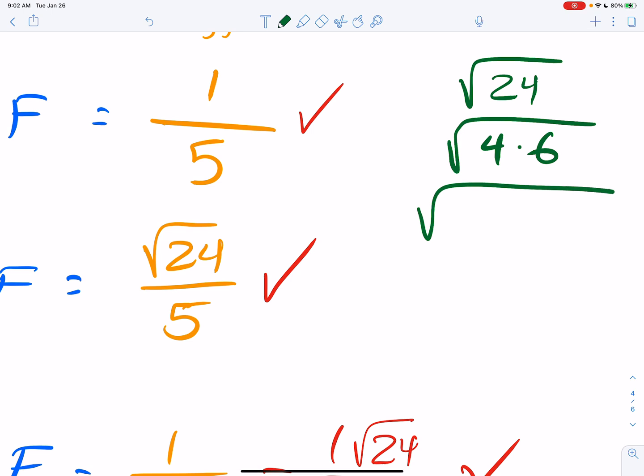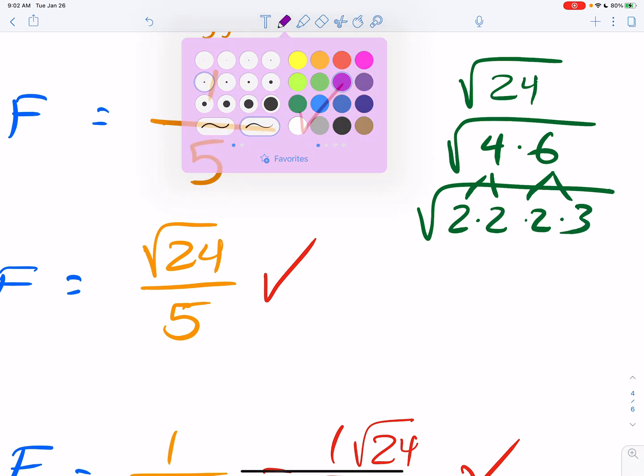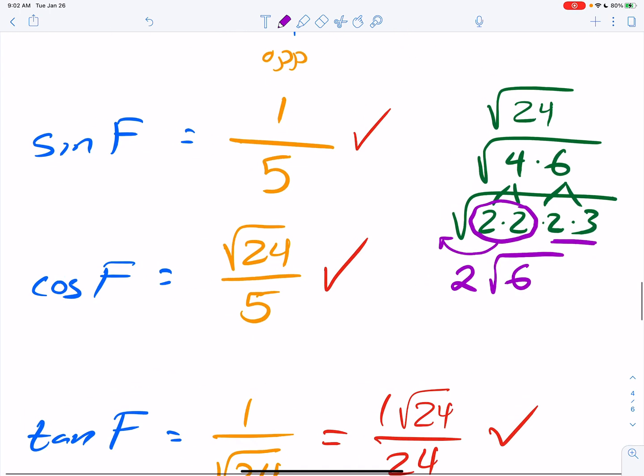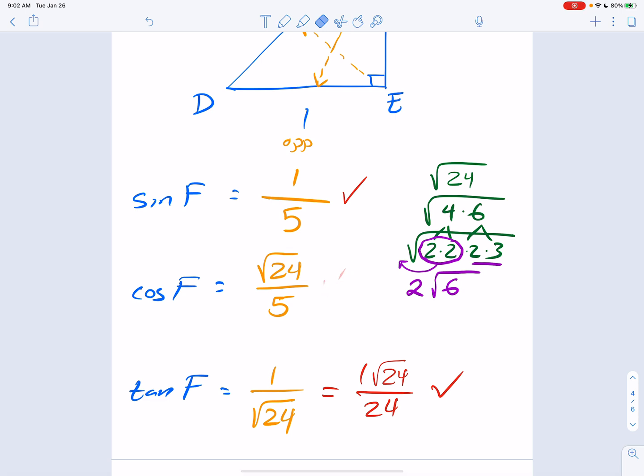And 4 is really 2 times 2. And 6 is really 2 times 3. And the moment you have a pair, meaning 2, you can take out that number. This is a pair of 2's, so this is really 2 radical. All that's left is 6. So what you guys need to do is go back to this example. The square root of 24 is really 2 radical 6 over the 5. And that's how you make it simplest.